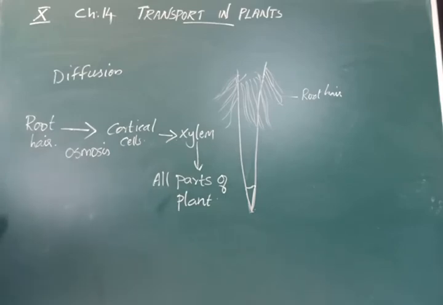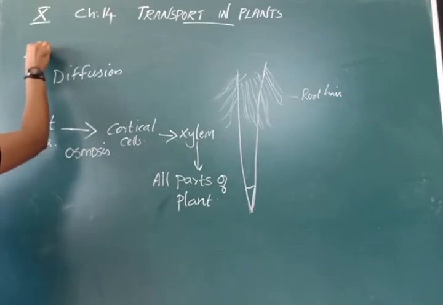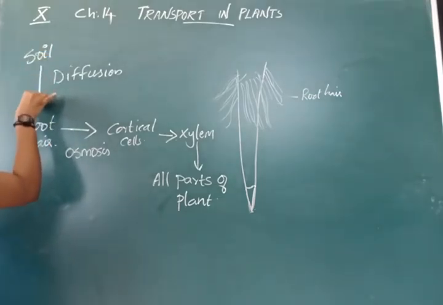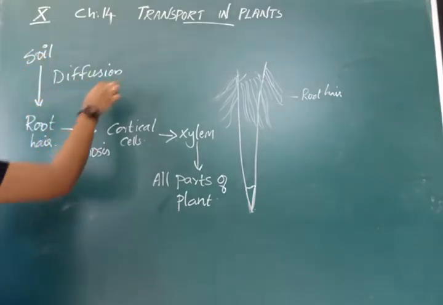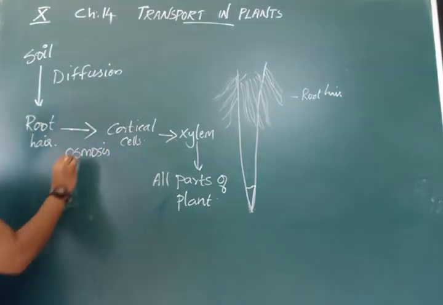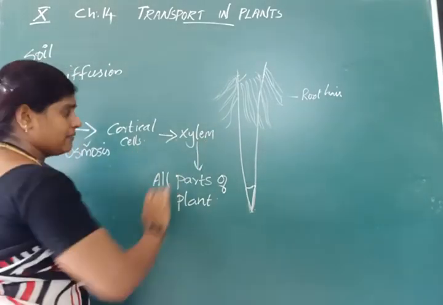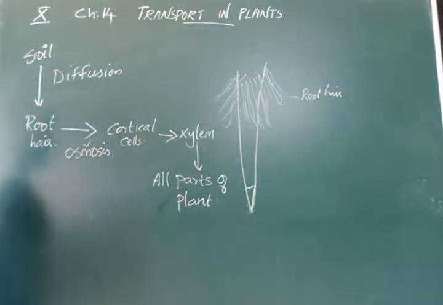Do you understand the path of water flow? From soil it is absorbed by the root by the process of diffusion. From root hair it moves to the cortical cells by the process of osmosis. From cortical cells it moves to the xylem. From xylem it moves to all parts of the plant body.